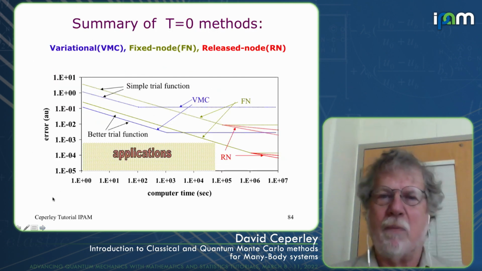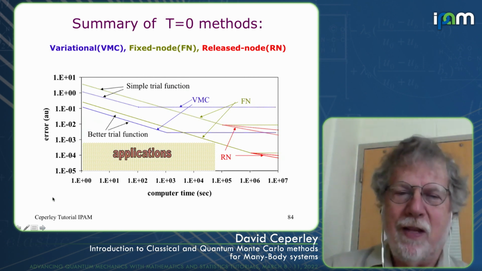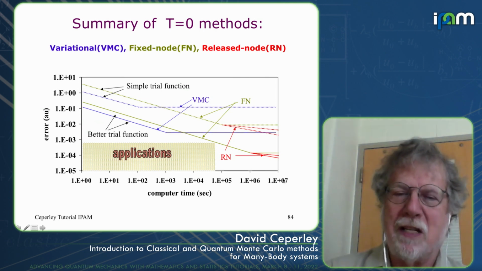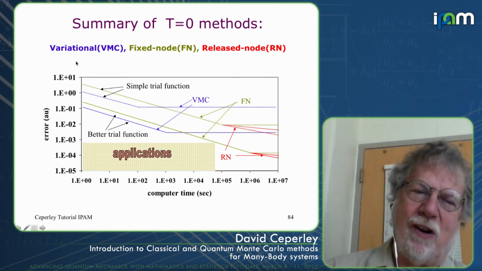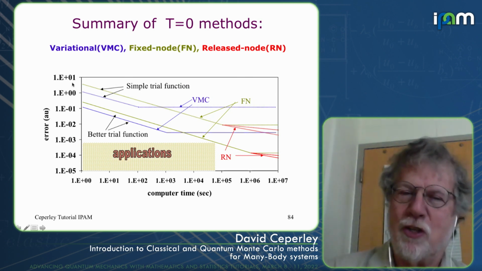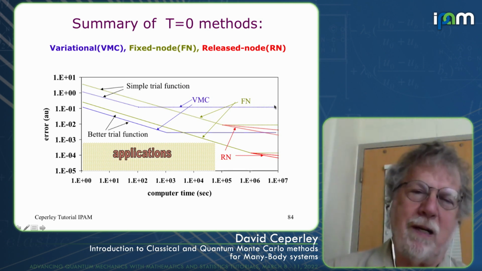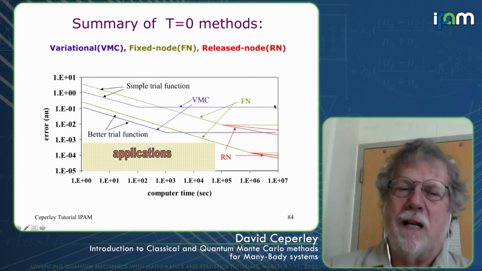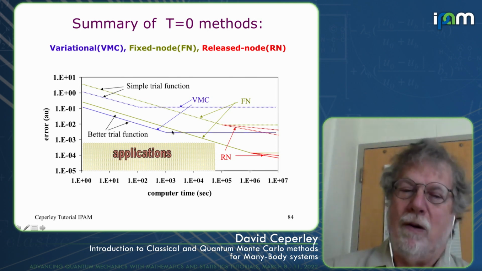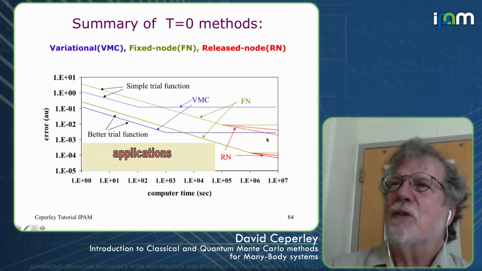And so this is a summary of T = 0 methods. These are the golden era of applications. This is computer time on a log scale here, and this is the error in atomic units here. This was actually done for dense hydrogen. So you have a simple trial function. You do variational Monte Carlo, but you don't get the exact answer because your wave function space is not so great. You do a better variational wave function, and you get better, lower energies. But eventually you see the limitations.